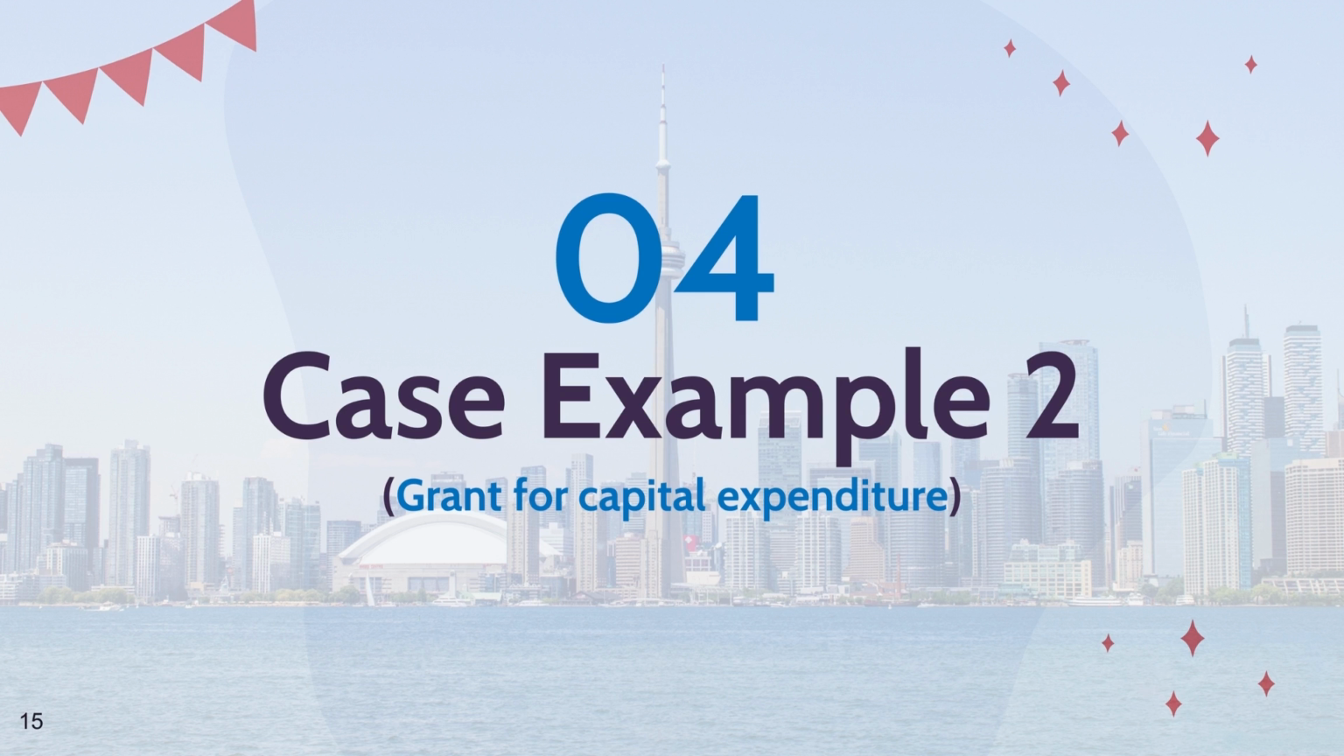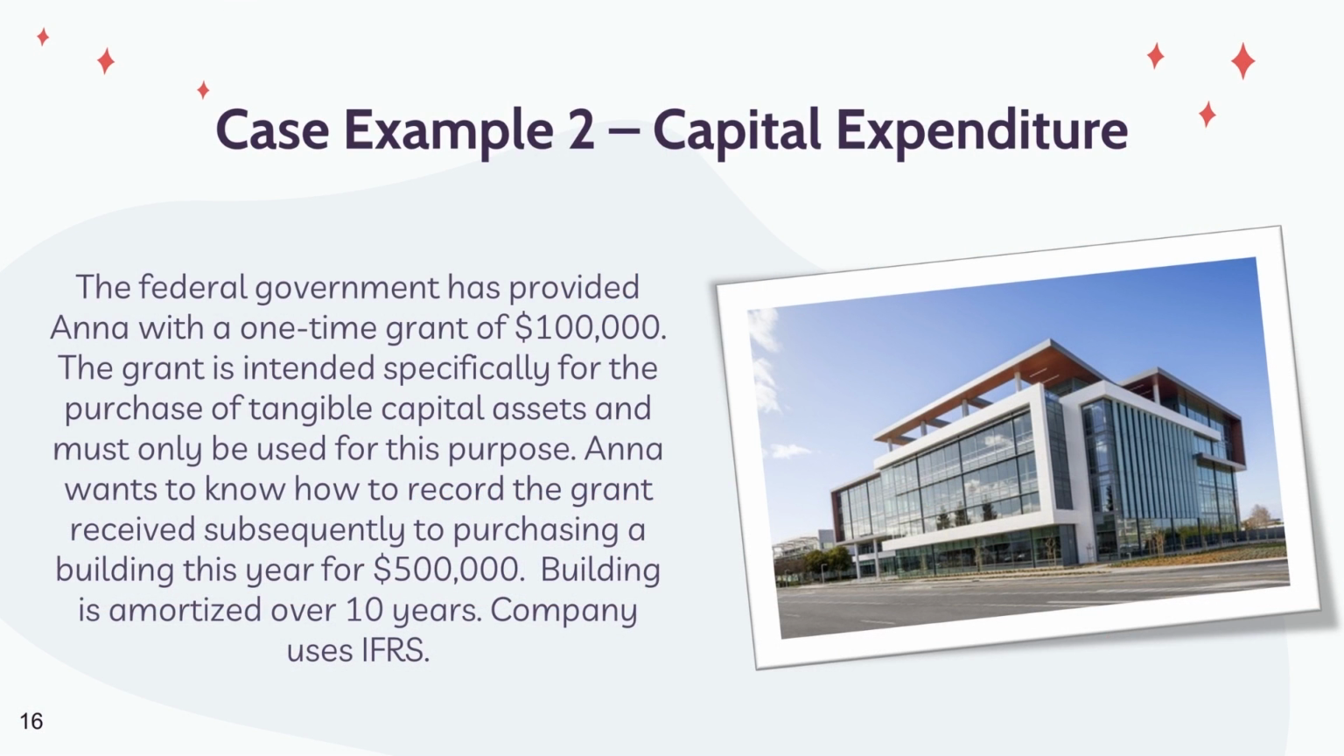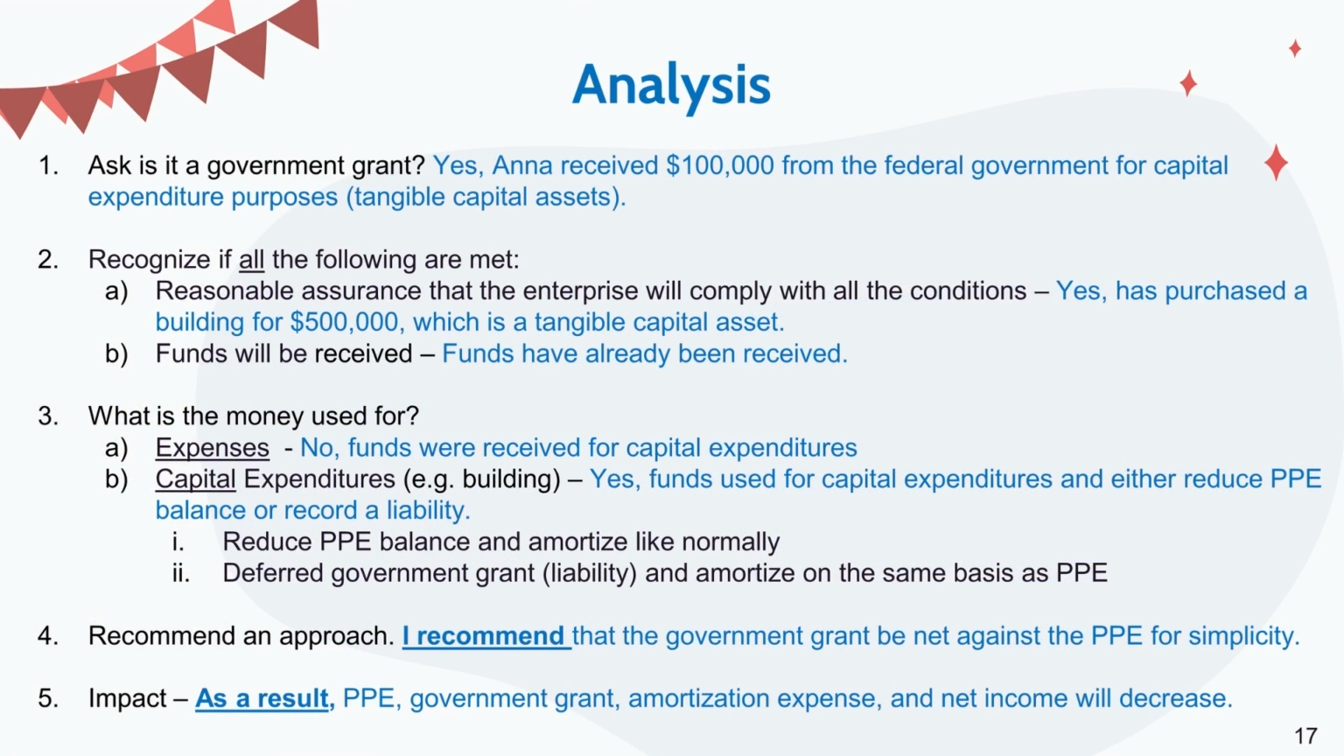Next, let's look at an example where the grant was used for capital expenditures. In this case, it says that the federal government has provided Anna with a one-time grant of $100,000. The grant is intended specifically for the purchase of tangible capital assets and must only be used for this purpose. Anna wants to know how to record the grant received subsequently to purchasing a building this year for $500,000. The building is amortized over 10 years. Now let's use our template to go through the analysis.